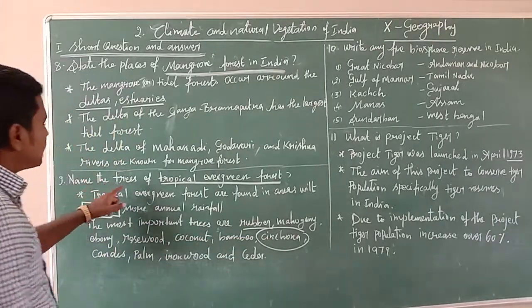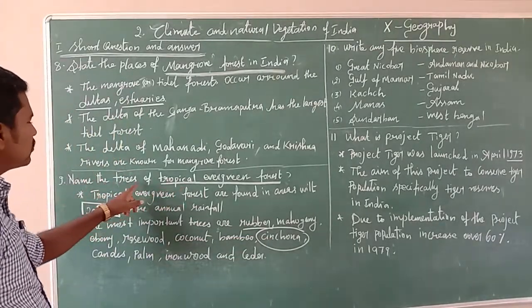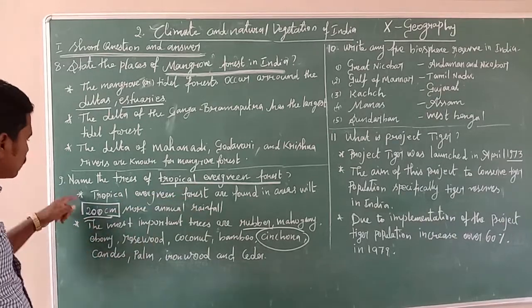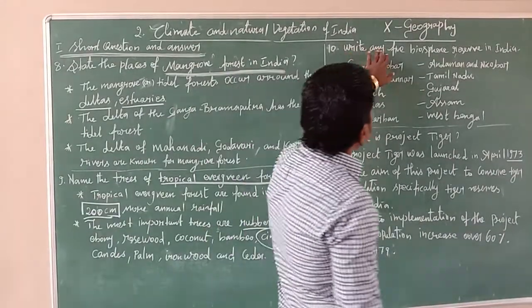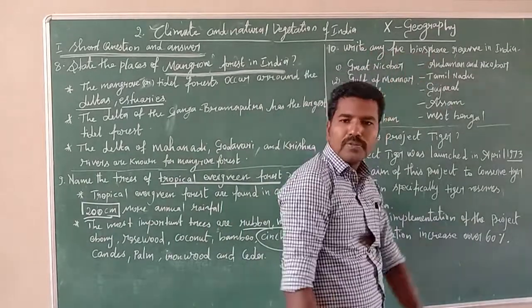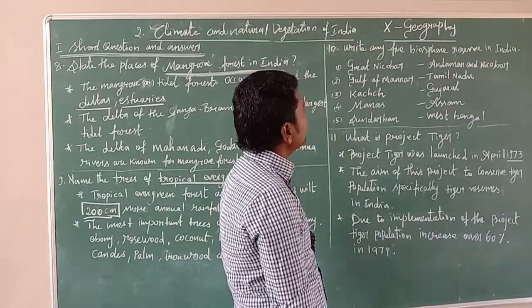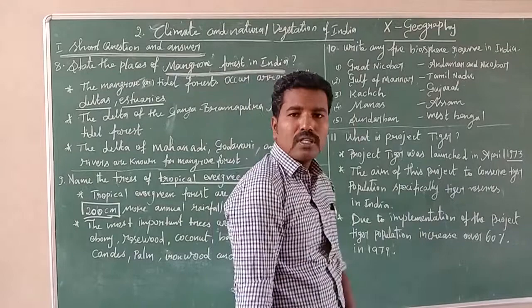So in the name of the trees of tropical evergreen forest, you can write these 2 points. And the third important question: write any 5 biosphere reserves in India.